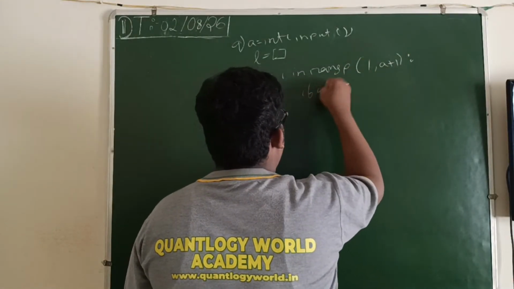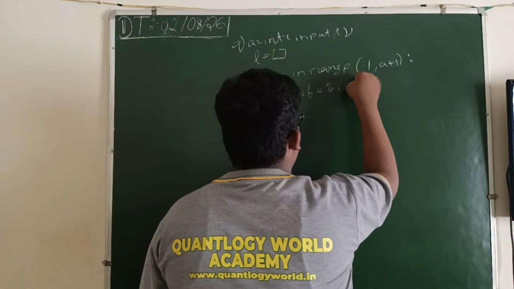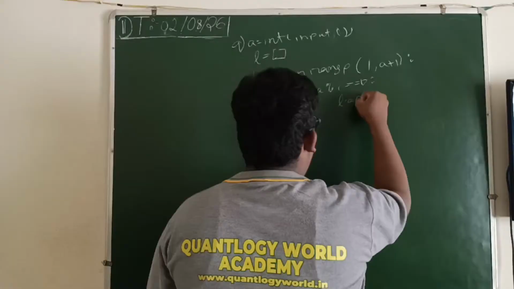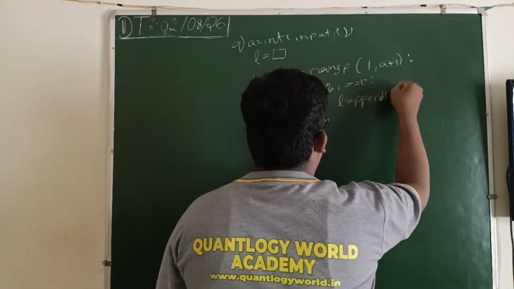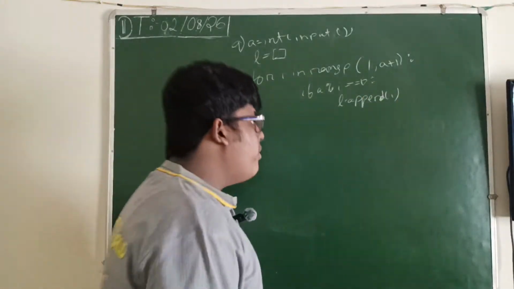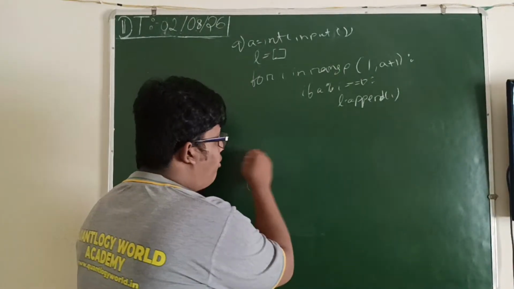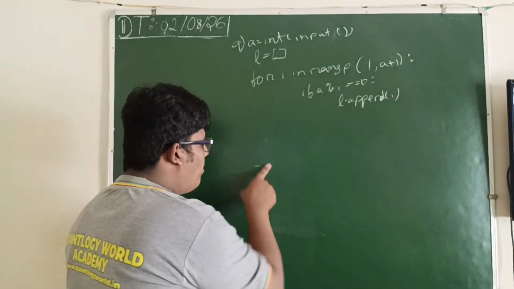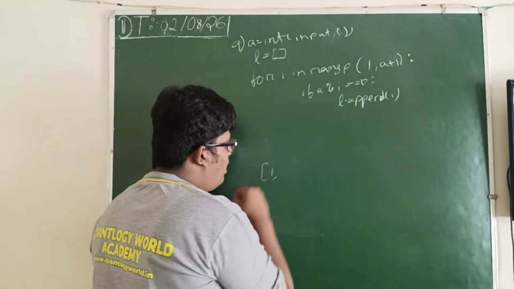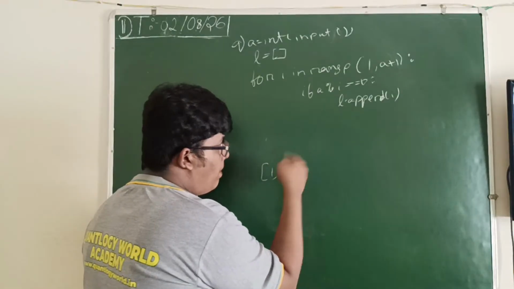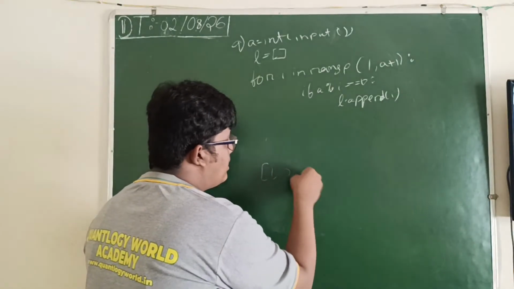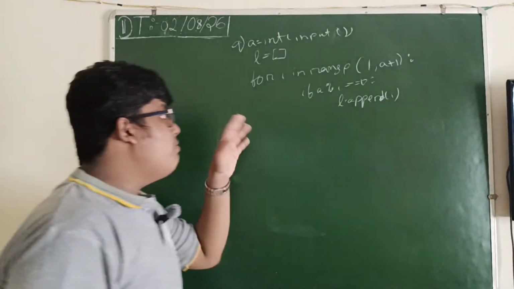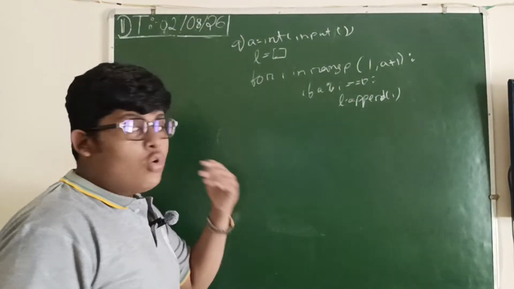If a % I double equal to 0, then L dot append. Here the append function is used. Append means if after looping we get the first factor as 1, then 1 will come inside the square brackets, then if the next factor is 3, then 3, then 6, like this it will come. Append is a function of list which adds a value to the list.